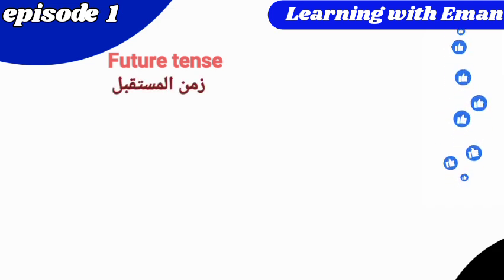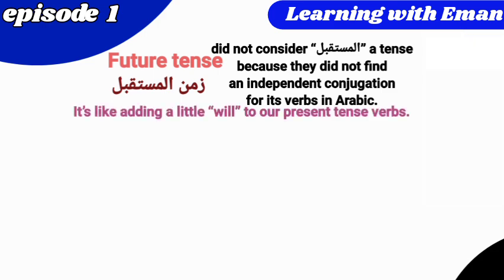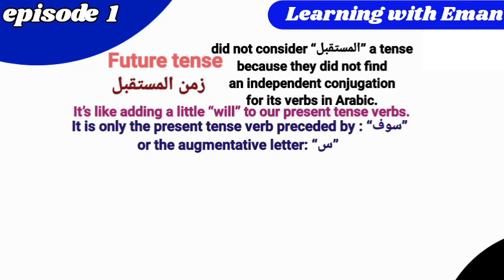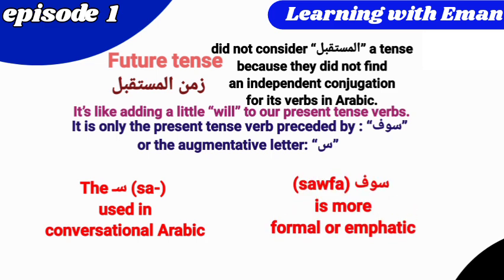Actually, ancient Arab linguists did not consider future tense زمن المستقبل a tense because they did not find an independent conjugation for its verbs in Arabic. It's like adding a little will to our present tense verbs. It is only the present tense verb preceded by سوف or the augmentative letter سين. The sin is shorter and more commonly used in conversational Arabic, while سوف is more formal or emphatic.